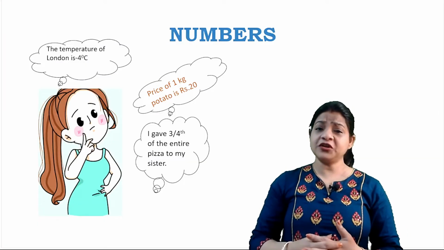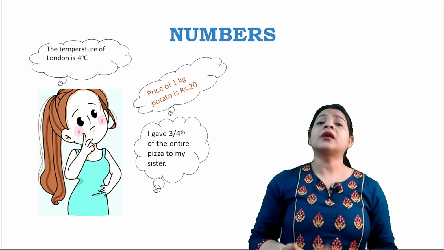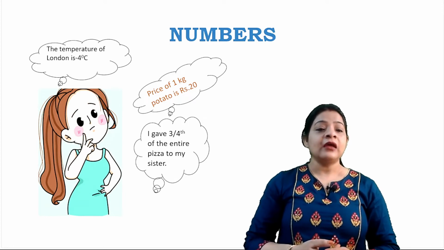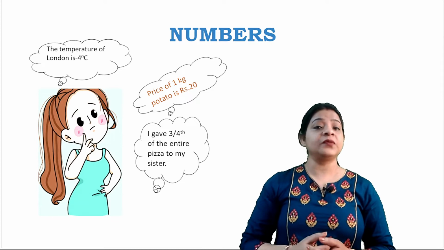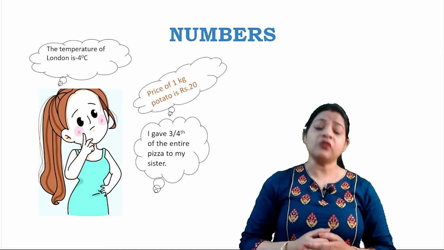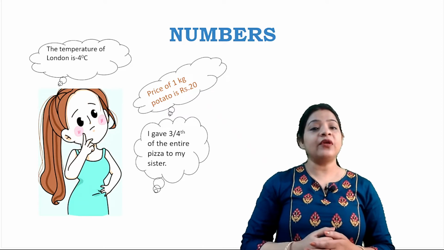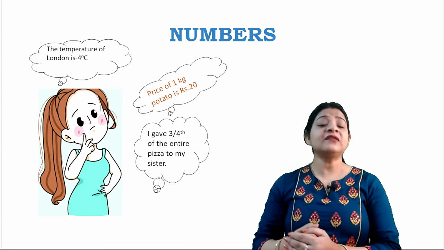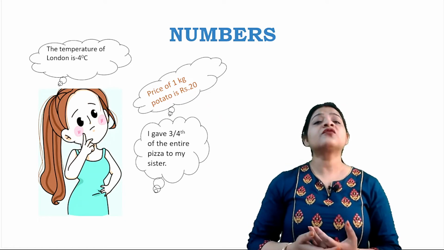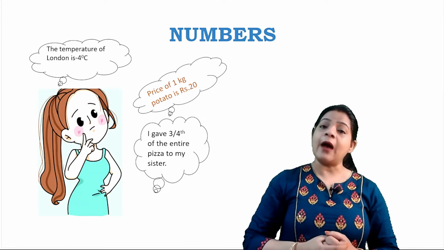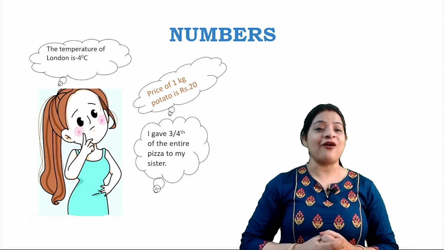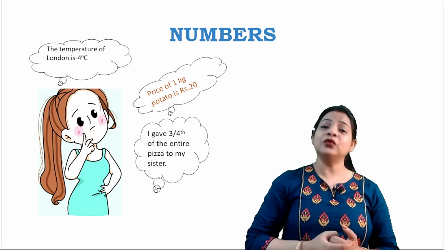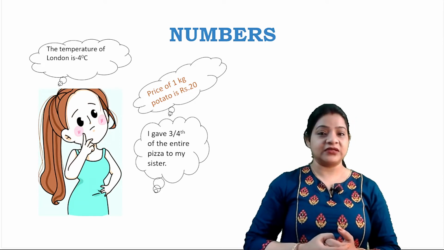The first and foremost question that arises in our mind is, what are numbers? Numbers we use in our day-to-day lives. Like if I say, the price of 1 kg of potato is rupees 20, or I gave 3/4 of the apple to my sister, or the temperature of London has fallen down to minus 4 degrees centigrade. Each and every sentence mentioned here describes some quantity or amount. So numbers are nothing but representation of quantities or amount. Numbers come in various forms. So let's look into the classification of numbers.